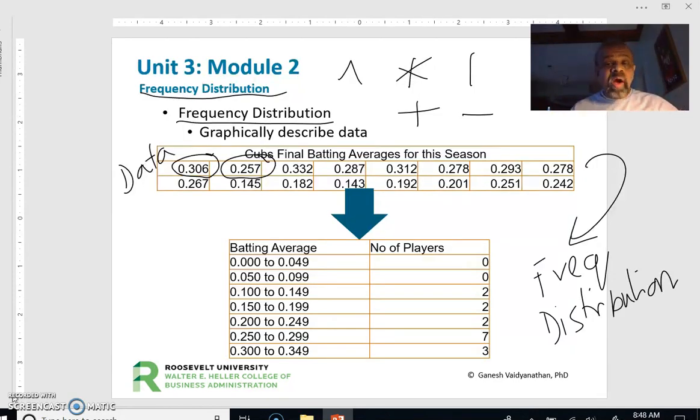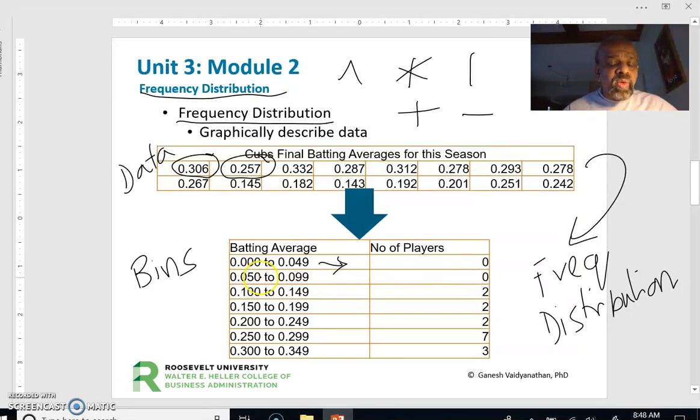This is a common way of doing it in statistics. How do we convert that? I'm going to make it into multiple bins, and I'm going to count the number of people who fall into each bin. For instance, one bin is 0 to 0.049. This is my first bin. If I go through this whole thing, there is nobody who has done anything less than 0.05 here in this first bin. Okay, so the number of players is 0.